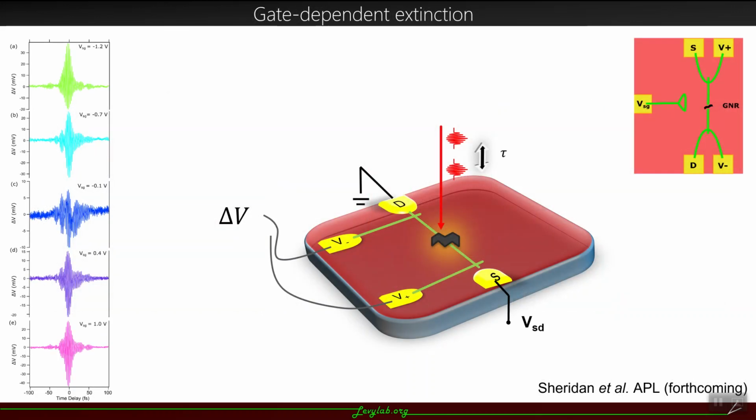So as a reminder, what we're going to do in our time domain spectroscopy is measure this delta V, the photovoltage, as a function of time delay tau. And you can see as we tune the side gate applied to the nanoribbon junction, we see the time domain signal evolve. So on the x-axis is time delay tau, and the y-axis is this delta V.